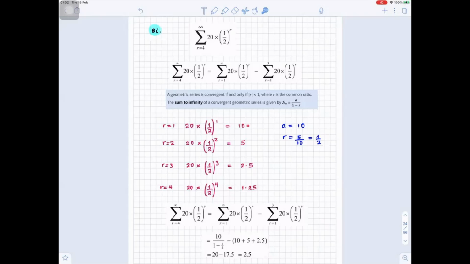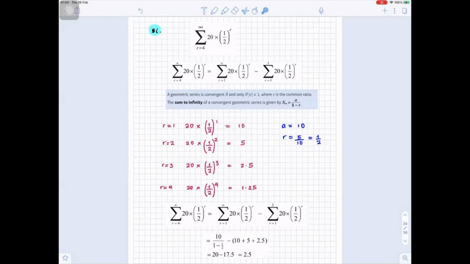So the first term a is 10. Common ratio is second divided by first. 5 divided by 10 is a half. Or you can do 2.5 divided by 5, which will still be a half.